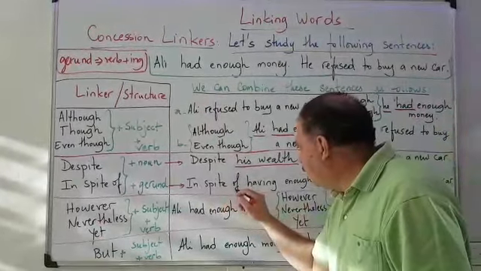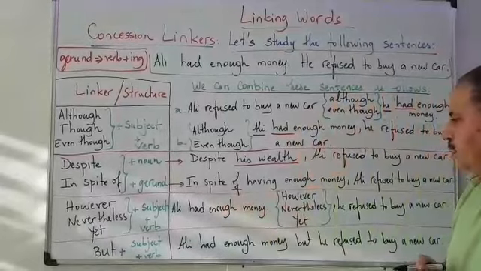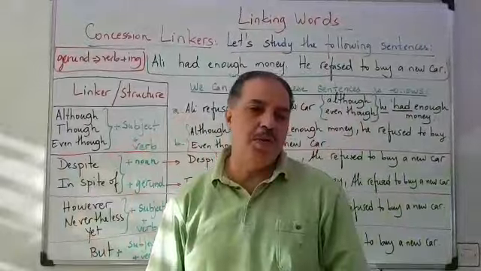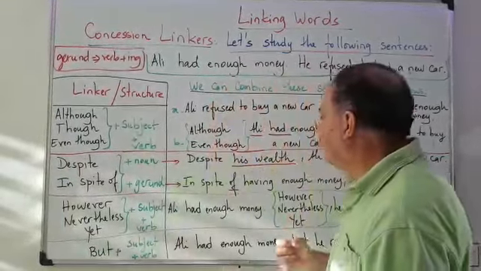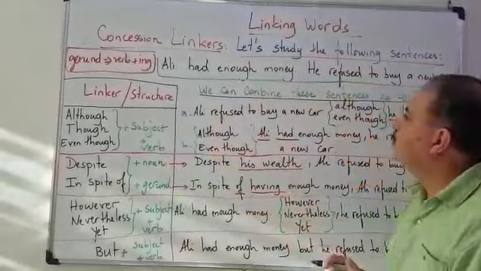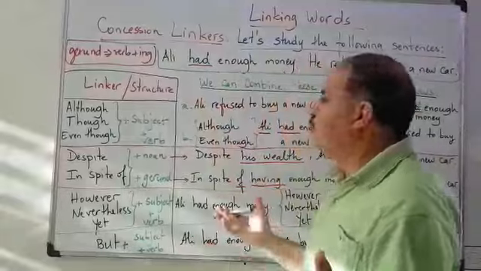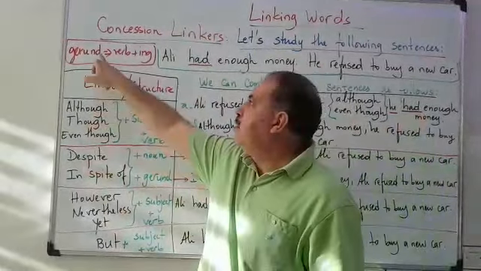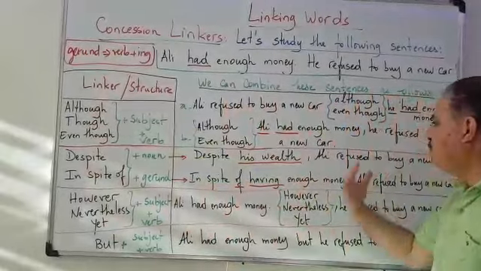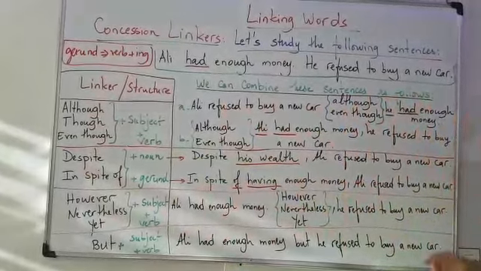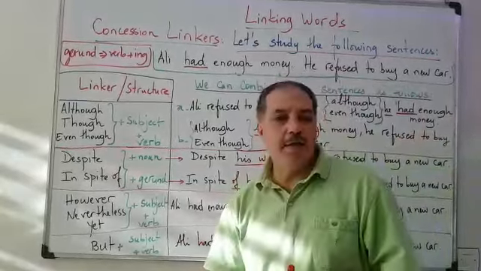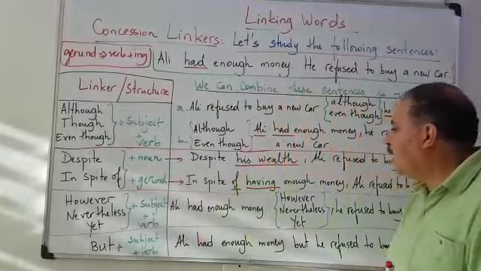In spite of, look at the preposition. We studied in the lesson of gerund and infinitive that after the preposition we need a gerund form. قرينا في لا لوسون ديال gerund and infinitive من بعد preposition كنحتاجو gerund. Here, had, the verb have, becomes the gerund form. So it becomes, in spite of having enough money, Ali refused to buy a new car. رغم أنه عنده فلوس كثيرة ولكن كيرفض أنه يشري سيارة جديدة.